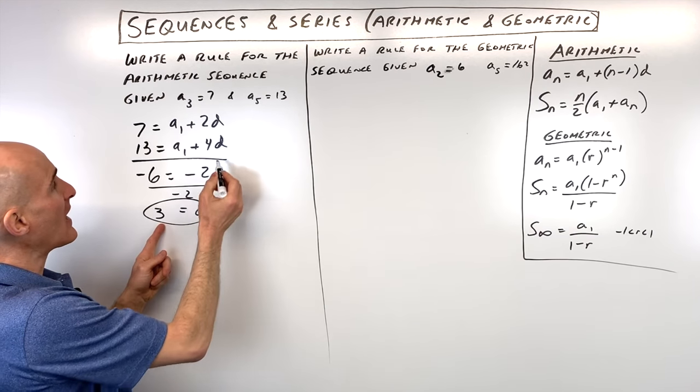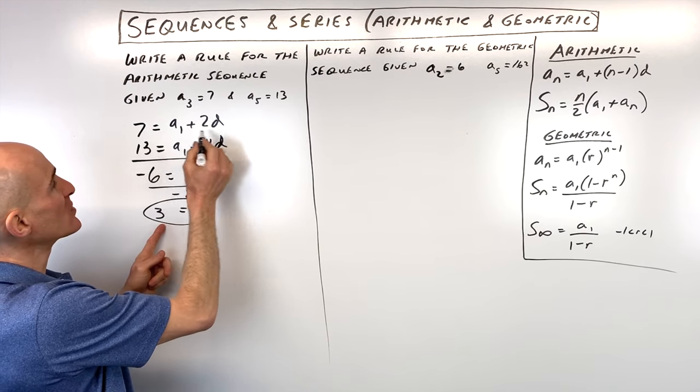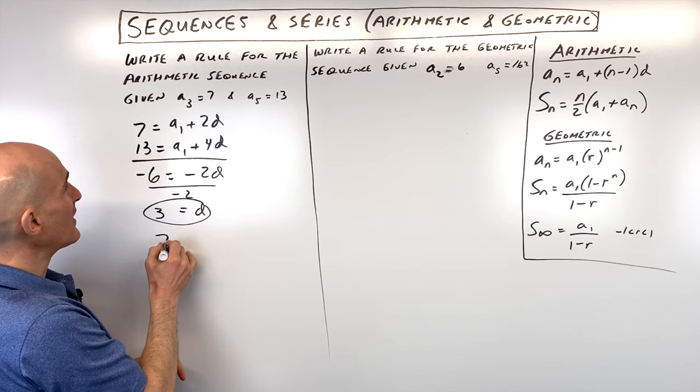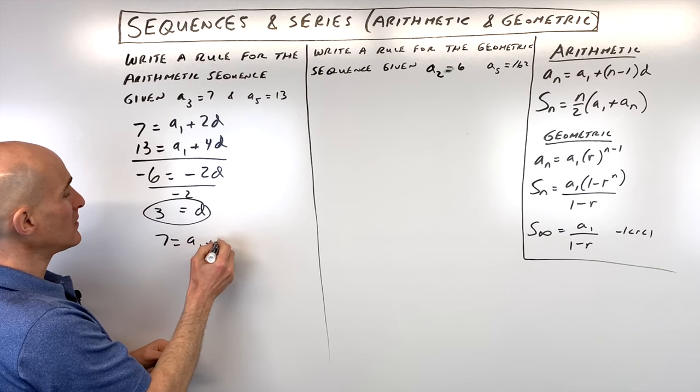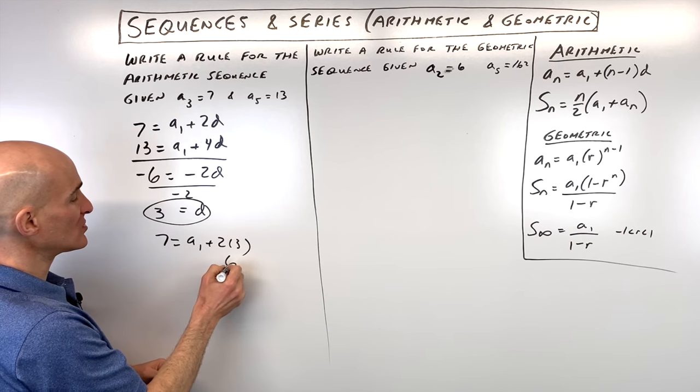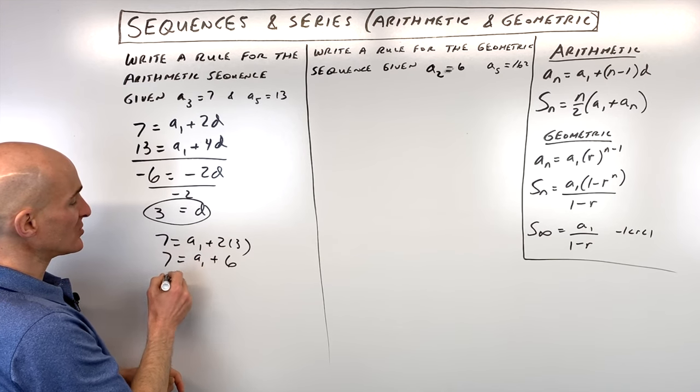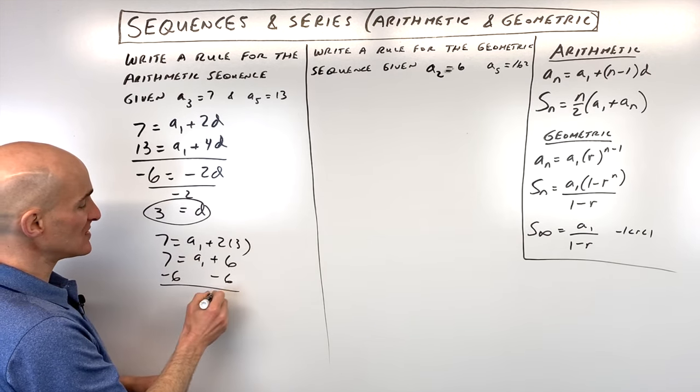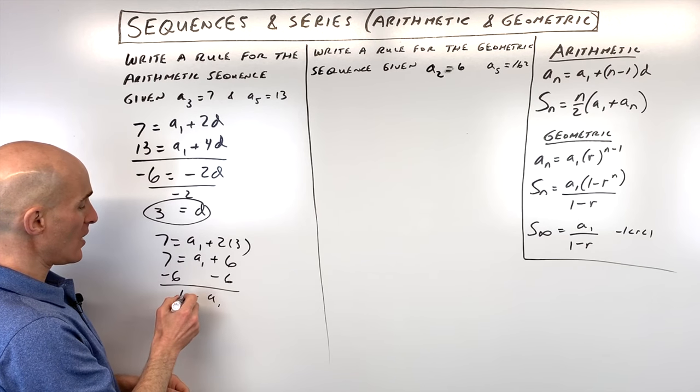Now, if we put 3 back into either one of these equations, I'll just put it into this top one here. We have 7 equals a1 plus 2 times 3, which is 6. And if we subtract 6 from both sides, you can see that a1 is equal to 1.